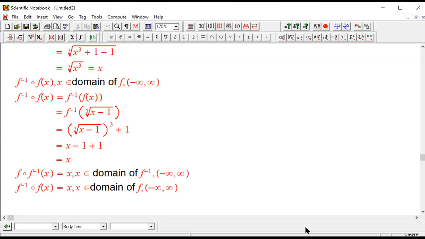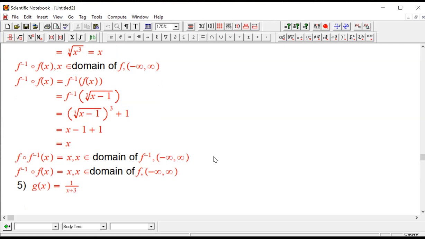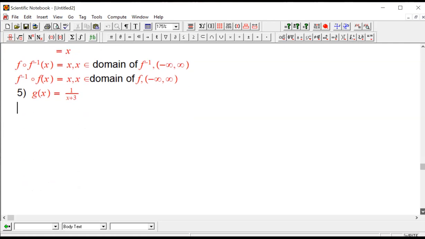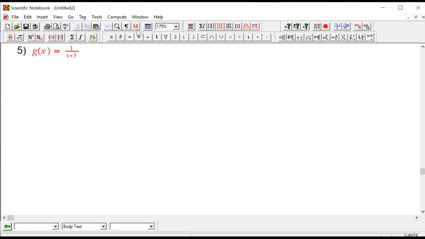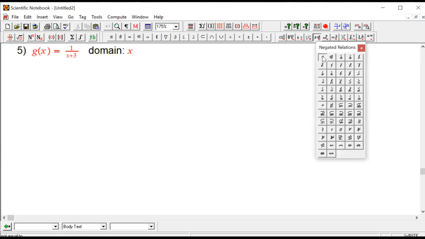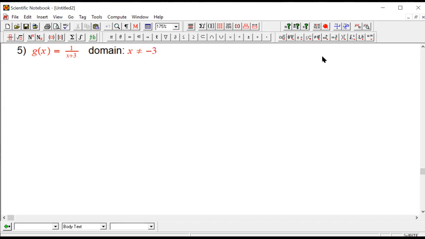Last one, last example before we close this lesson. I wish to work for you number 5. Number 5. Okay, g of x equals to 1 over x plus 3. Domain. Denominator cannot be 0, so domain is x cannot be -3.